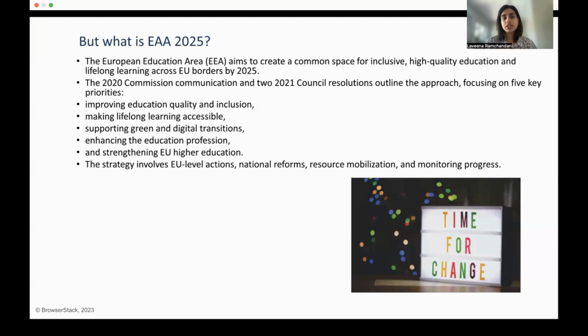The 2020 Commission communication and two 2021 Council resolutions outline the approach, focusing on 5 priorities, and those are improving education quality and inclusion, making lifelong learning accessible, supporting green and digital transitions, enhancing the education profession, and strengthening EU higher education. And the strategy involves EU level actions, national reforms, resource mobilization, and monitoring progress.